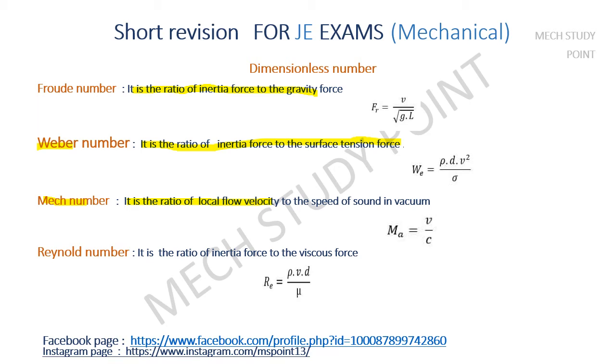So next is the Reynolds number. It is the ratio of inertia force to the viscous force. Reynolds number is equal to rho V d by mu, where mu is the dynamic viscosity, rho is the density, V is the velocity, and d is the diameter. We can also take the length of pipe in place of d. So we can calculate the Reynolds number by this formula. We need the velocity, the diameter, the density, and the viscosity.